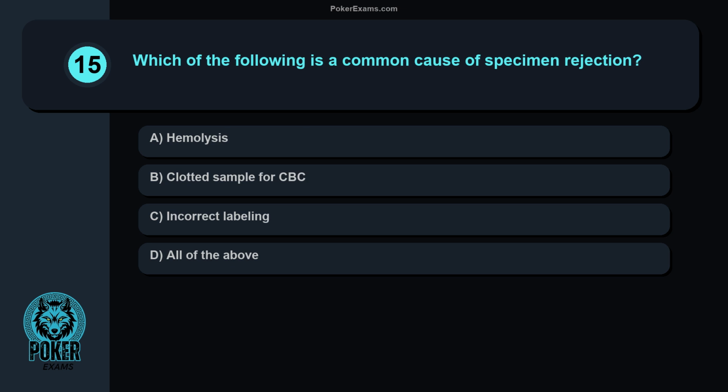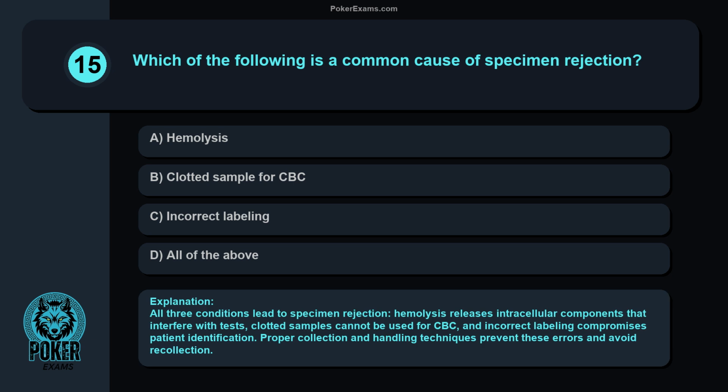Question 15. Which of the following is a common cause of specimen rejection? Hemolysis. Clotted sample for CBC. Incorrect labeling. All of the above. All 3 conditions lead to specimen rejection. Hemolysis releases intracellular components that interfere with tests, clotted samples cannot be used for CBC, and incorrect labeling compromises patient identification. Proper collection and handling techniques prevent these errors and avoid recollection.